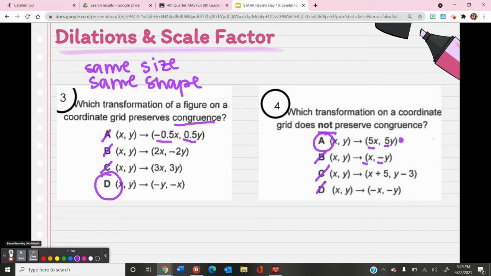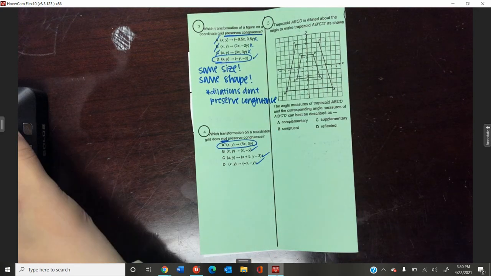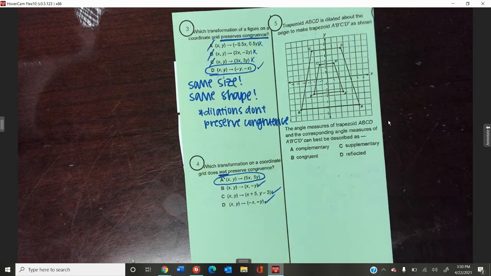So, taking a look at our foldable now. This is everything you should have written down. And again, if you need a second, just go ahead and pause. Otherwise, we're going to go ahead and look at number 5.